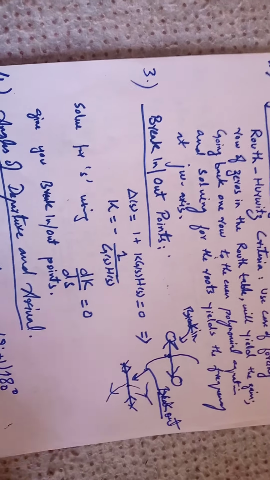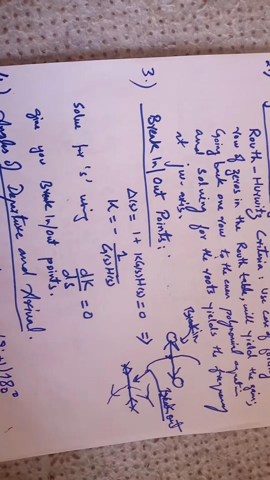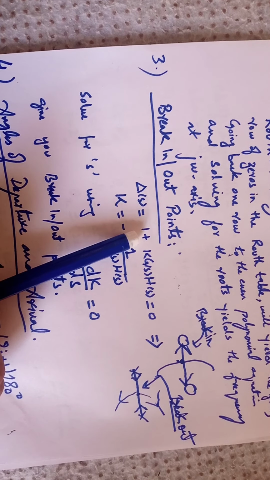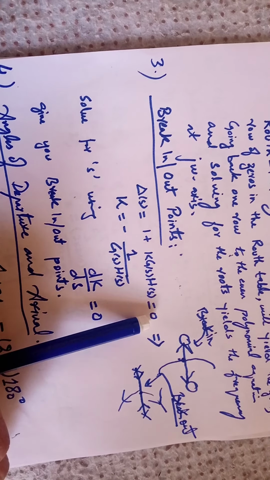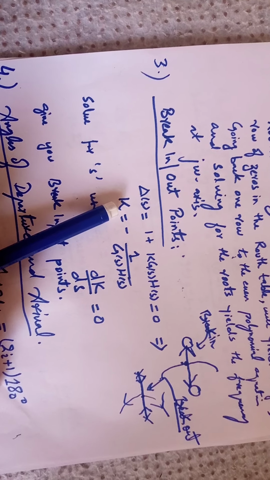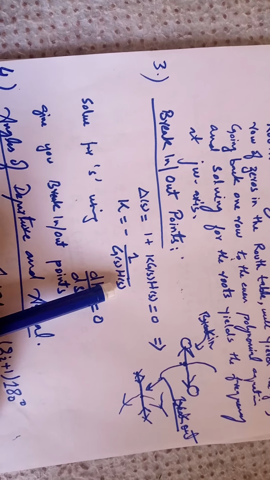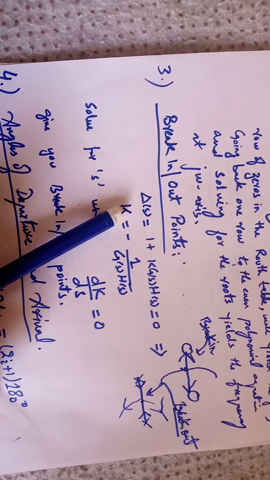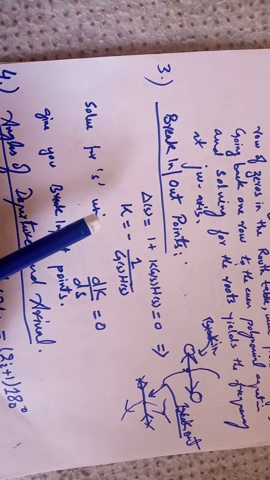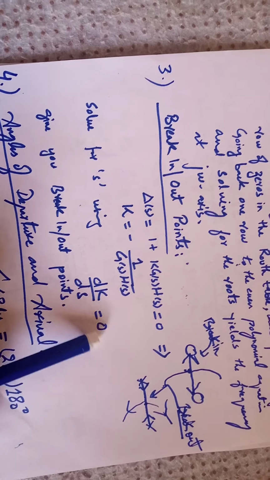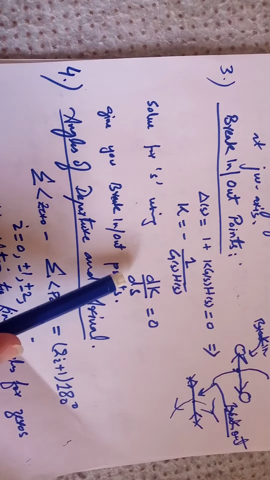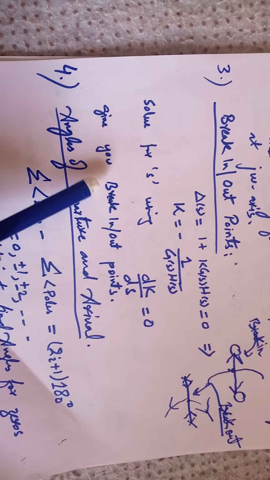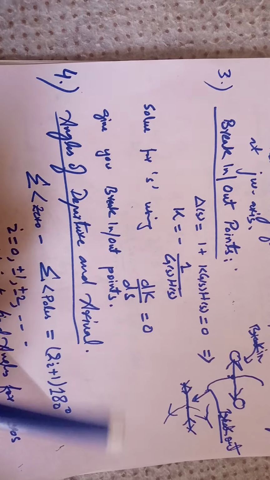Now how do we do that? We just have to write the characteristic equation. If you remember, the characteristic equation is delta of s equal to 1 plus k g of s h of s equals 0. That implies k is equal to minus 1 over g of s h of s. To find these points, we take the derivative of k with respect to s and set it equal to 0. We solve this equation, dk/ds equals 0, to get the values of s, and that gives us the break-in and breakout points.